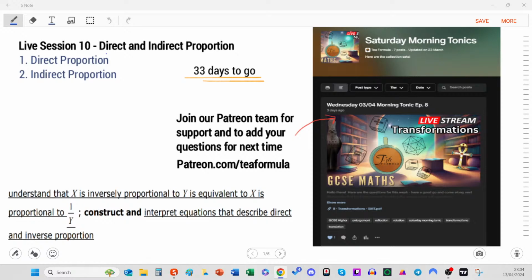We take a look at the bottom here. I've got an excerpt from the specification which says that we must understand that x is inversely proportional to y, that is equivalent to x proportional to 1 over y. Construct and interpret equations that describe direct and inverse proportion. So we're going to be doing some of that today.